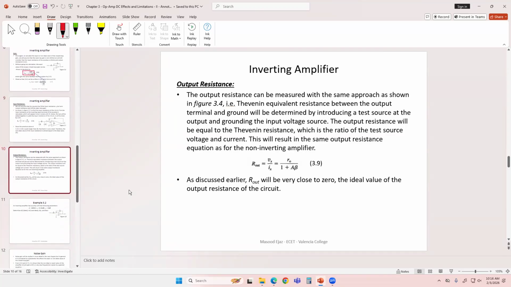And finally, the output resistance of the amplifier, again, it was 0 ideally. And we will do the same thing. We're going to apply the Thevenin source at the output, and the expressions of the output resistance for both amplifiers are exactly the same. That is, the non-ideal value of R out is the output resistance of the op-amp, sorry, divided by 1 plus A beta. And we just did an example where this came out to be 0.01. So in general, again, it is very close to 0.